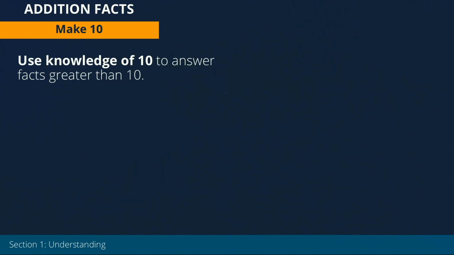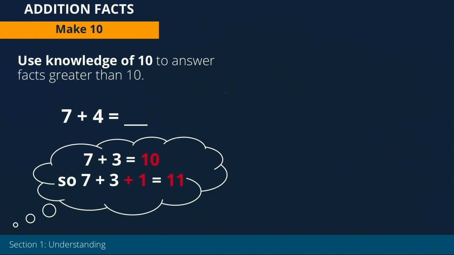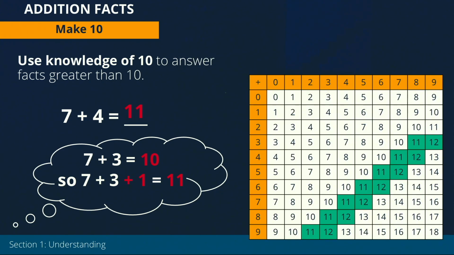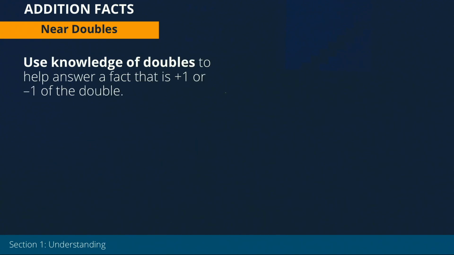As we continue with our progression to 10, students can use knowledge about 10 to answer facts that are greater than 10. So an example of that is as such. Here I have 7 plus 4. Well, I can think about 7 plus 3 is 10, plus 1 more is 11. So if I have a real strong knowledge of 10, it makes it easy to answer these facts here. Often students can use that knowledge about making 10 to answer facts with a sum of 11 or 12.